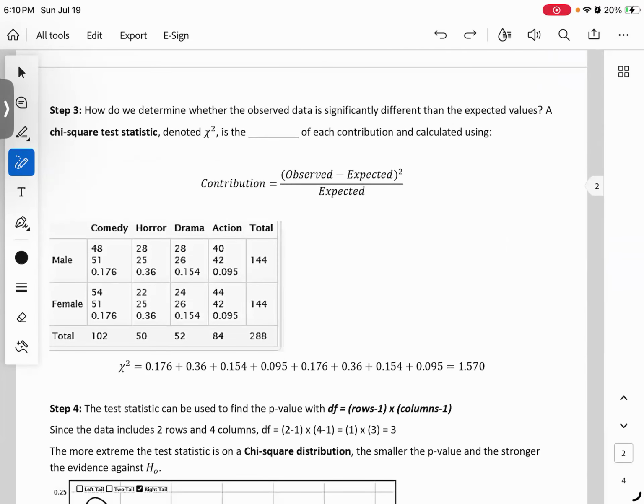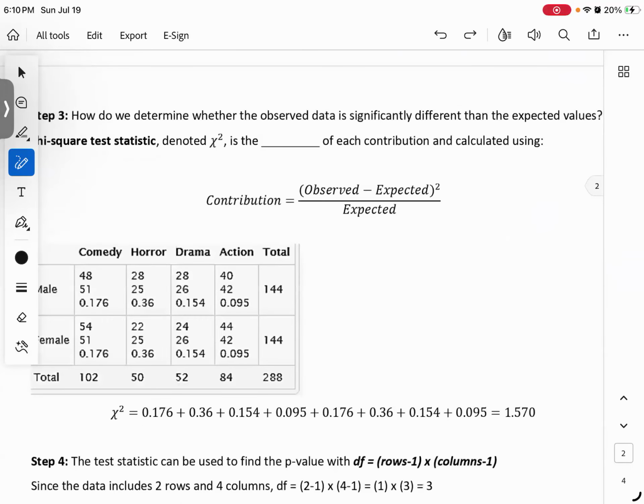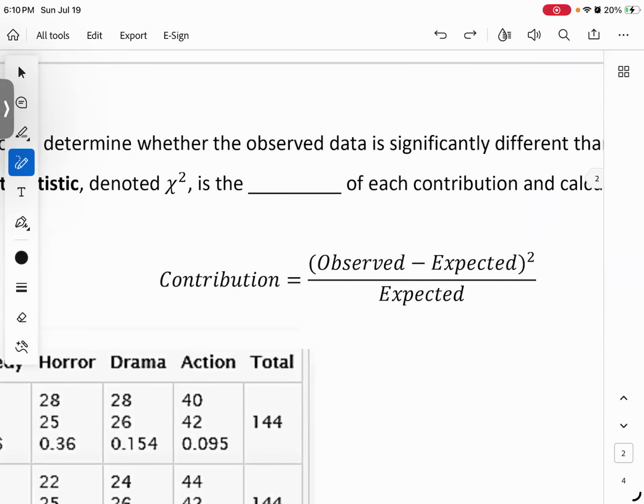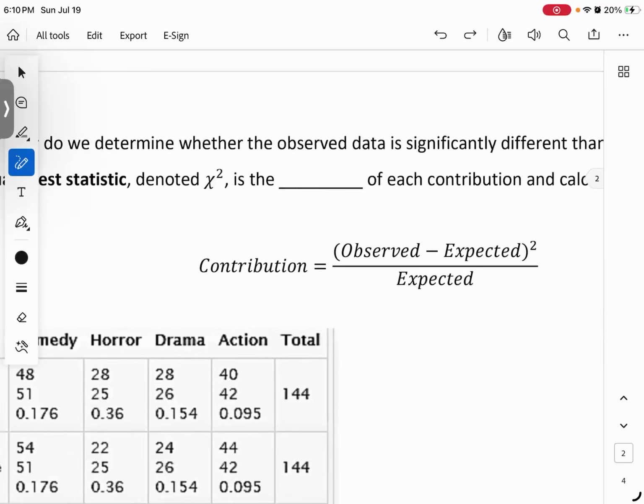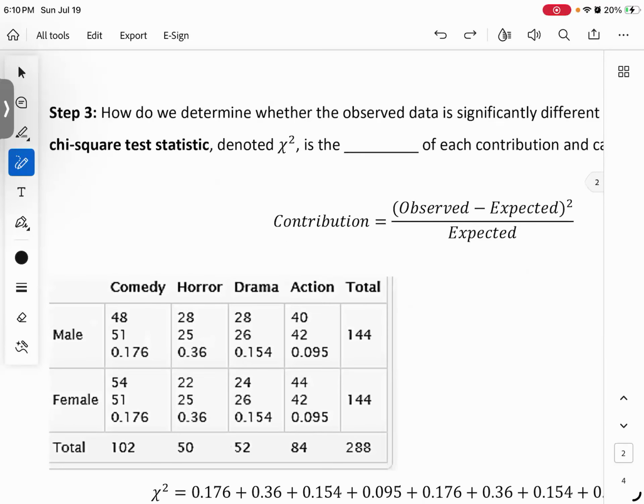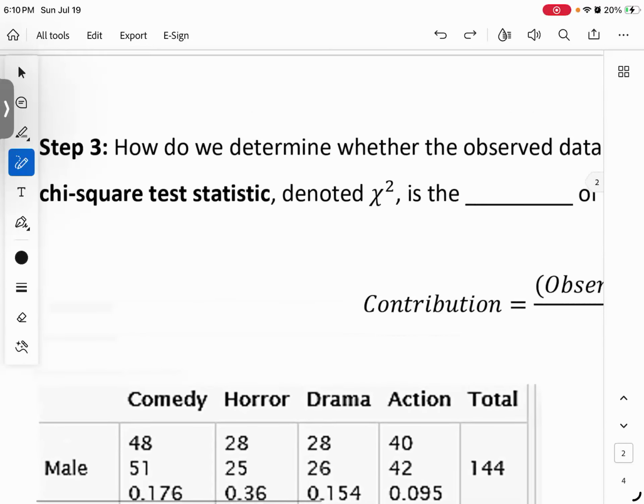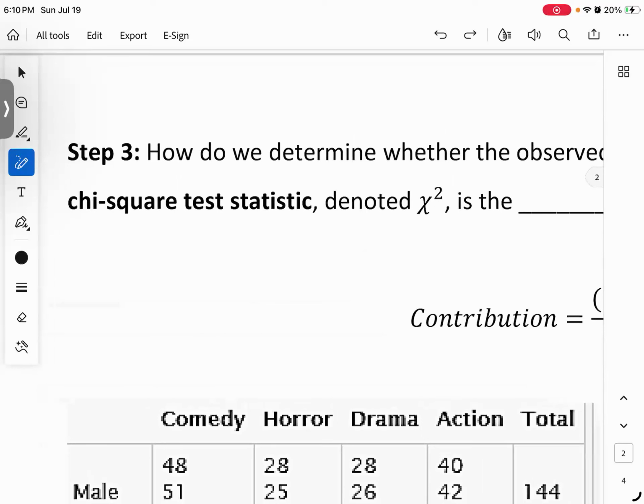Now, there is more to the test for association, which is how do we create a p-value? That's where this formula comes in. Each of the calculations that we're about to do are known as contributions. They are what help you create what's known as a chi-squared test statistic.